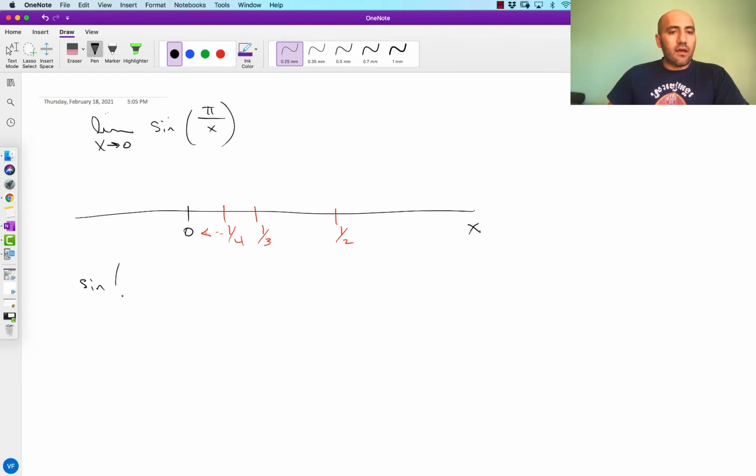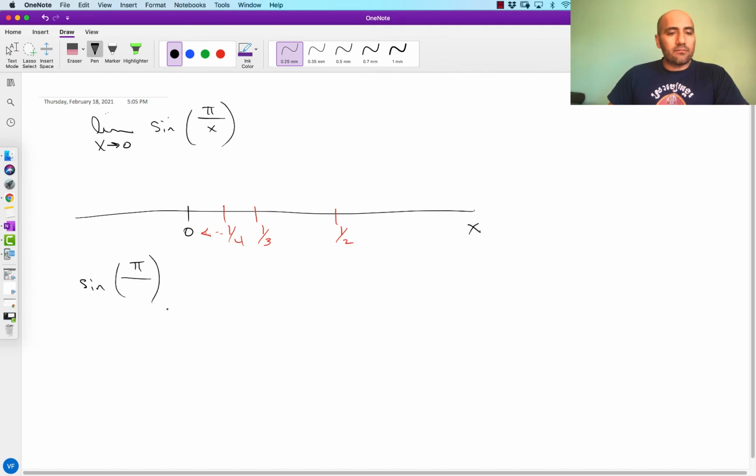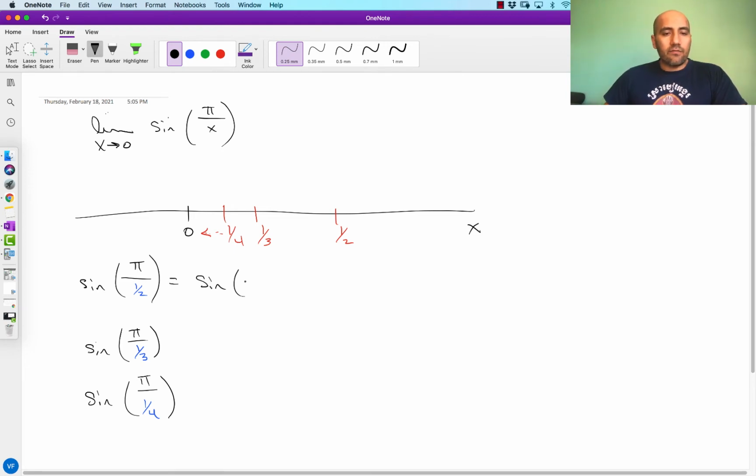So if I have sine of pi over blank, and then sine of pi over blank, and sine of pi over blank, I'm going to put a 1/2 right in here, and a 1/3 right in there, and then a 1/4 right in there. Multiplying the numerator times the reciprocal of the denominator makes this simplify to sine of 2 pi. And that makes this equal to sine of 3 pi, which then makes this equal to sine of 4 pi.